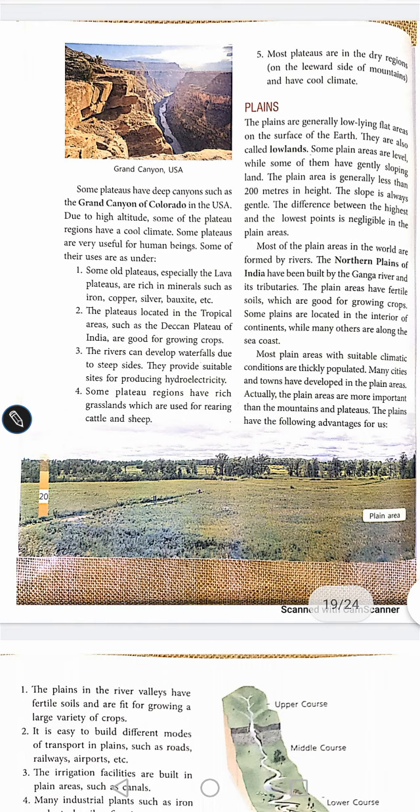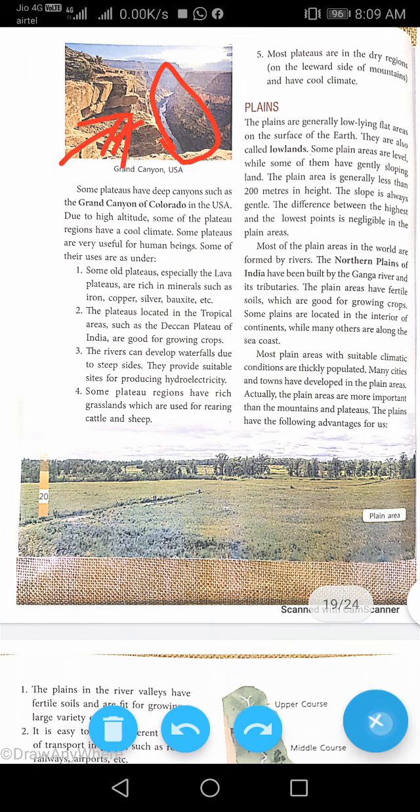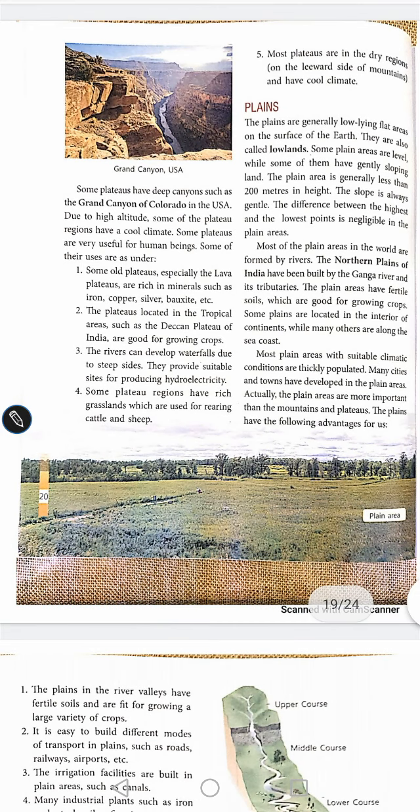So what are the canyons here? Look at this image. You can see sharp stones here. These sharp stones form a valley-like structure here. This is known as a canyon. So the greatest canyon is the Grand Canyon of Colorado. Due to high altitude, they are very high above the sea level, so some of the plateau regions have a cool climate.